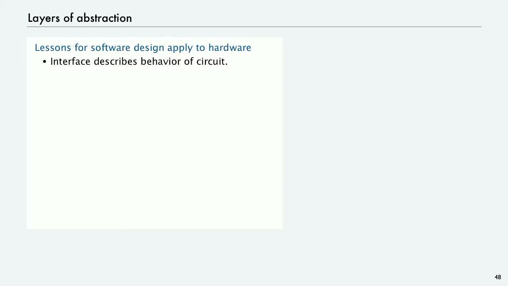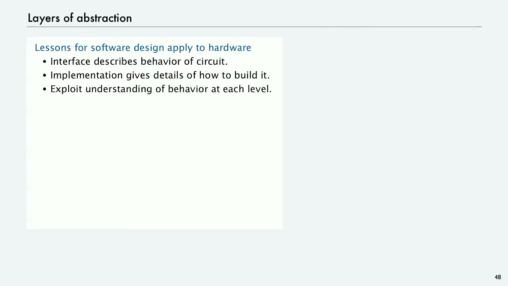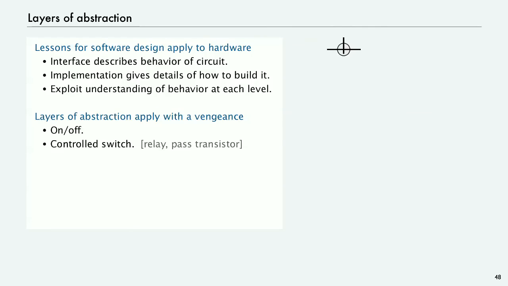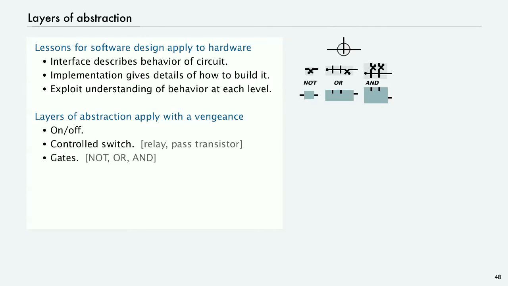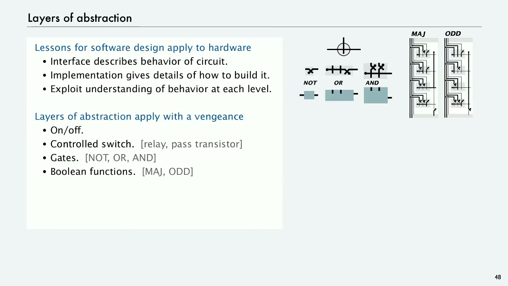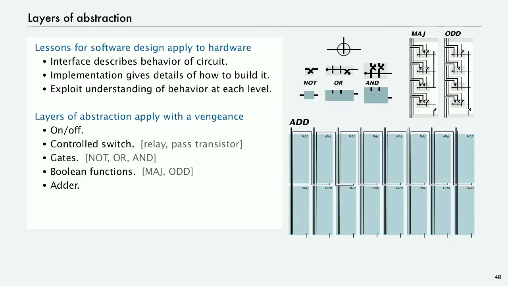This example illustrates again the lessons of software design that really apply to hardware. The interface gives the behavior of the circuit, the implementation gives the details of how to build it, and we just exploit our understanding of the behavior at each level. In order to implement the add, we needed to implement a Boolean function. We knew how to implement those Boolean functions. We start with a controlled switch. We build gates. From the gates, we can implement Boolean functions, and after a while, we have an adder.